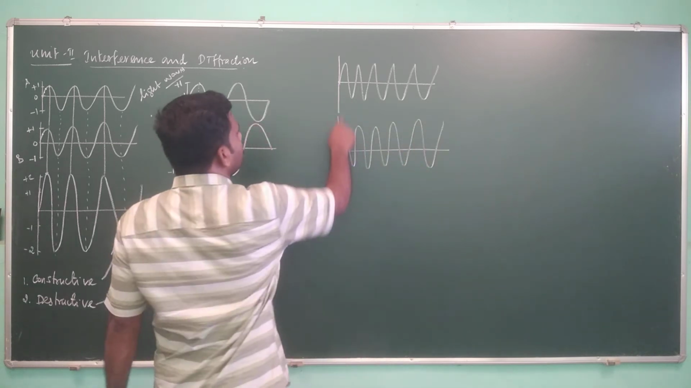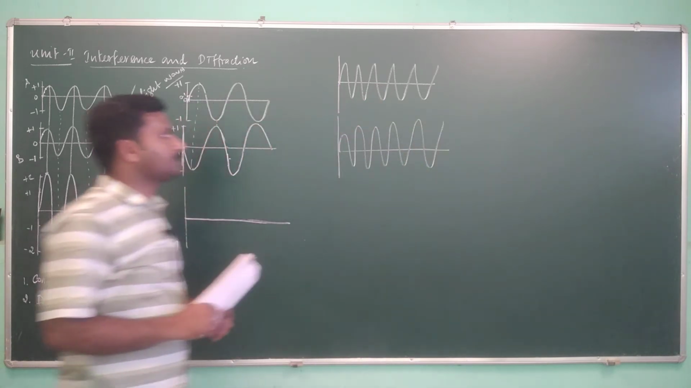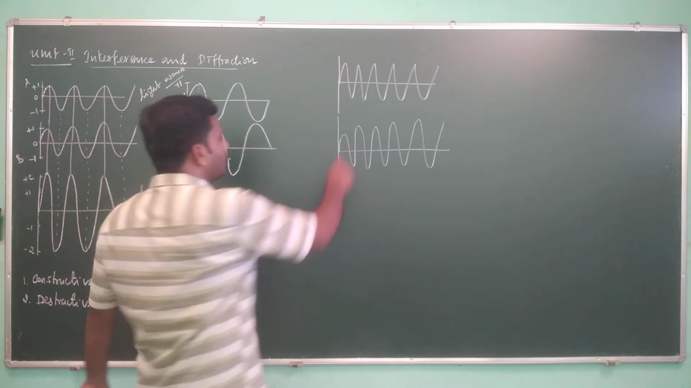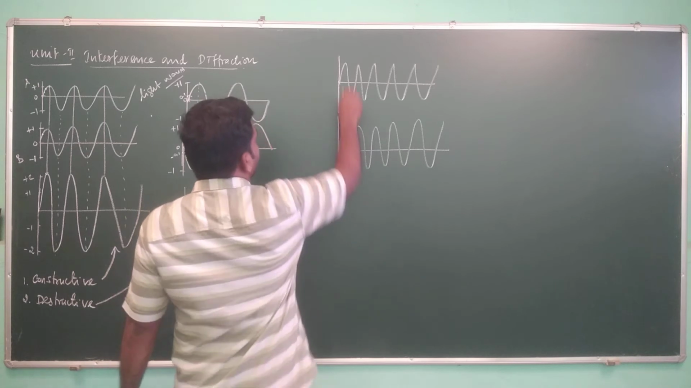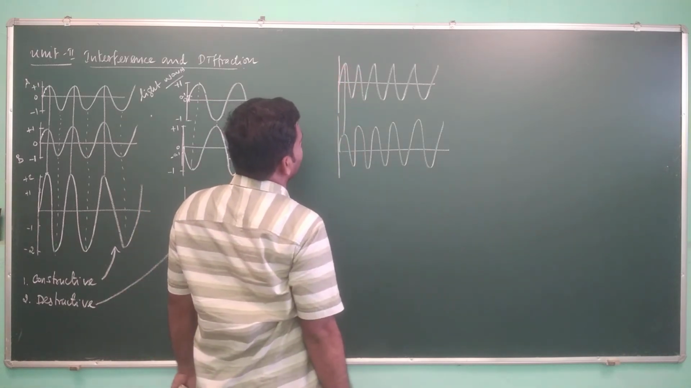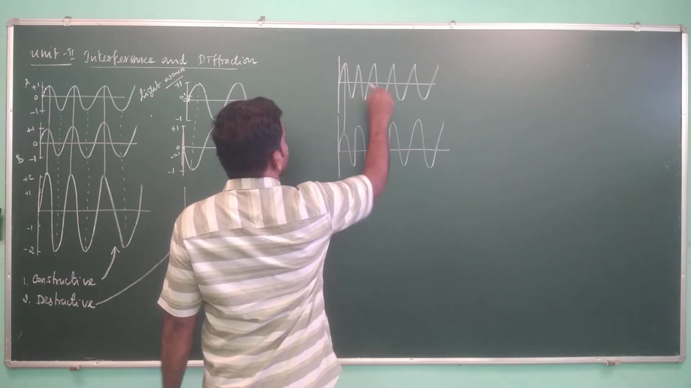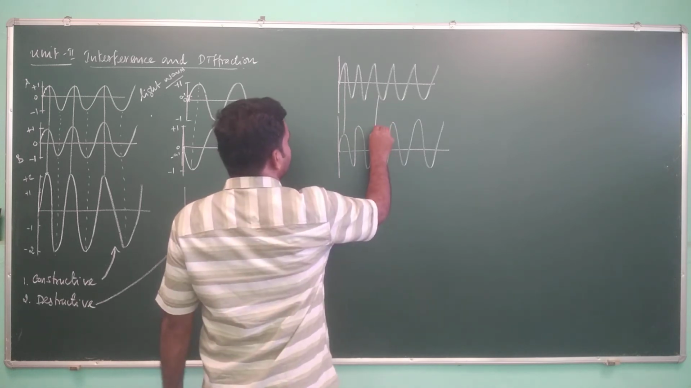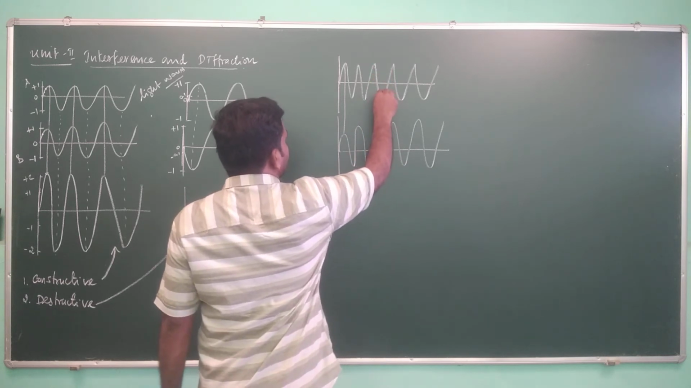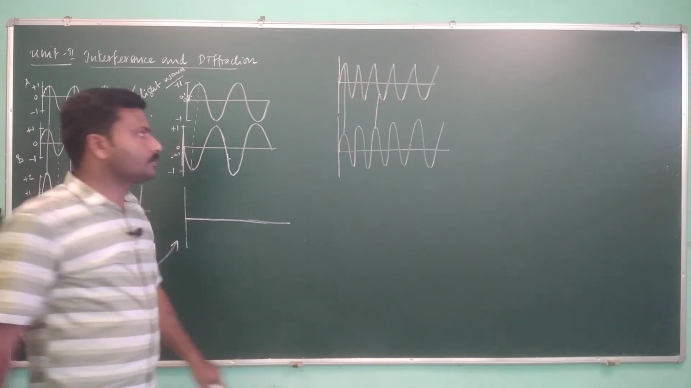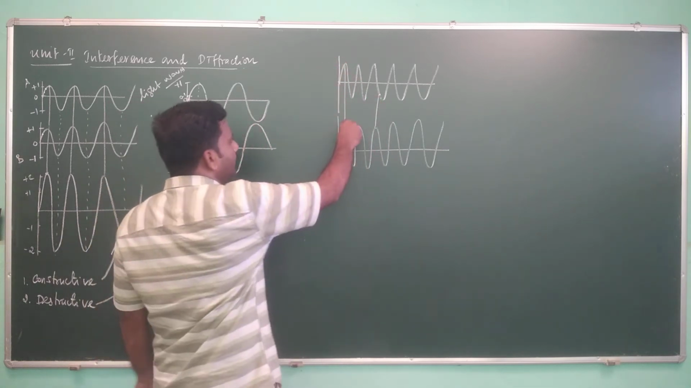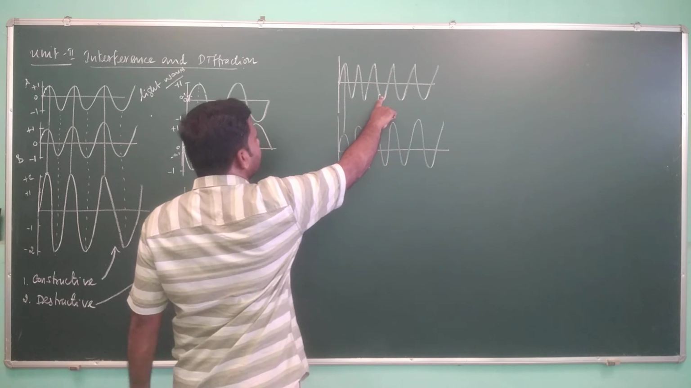You could not say where the constructive interference happens, where the destructive interference happens. Right? You have to add these two. If you add here, these two peaks coincide, right? Whereas here, when the positive peak occurs in the second wave, the first wave reaches the negative peak. So these will cancel each other, right? Here it will build up so that the amplitude will be maximum. Here the amplitude will be minimum.